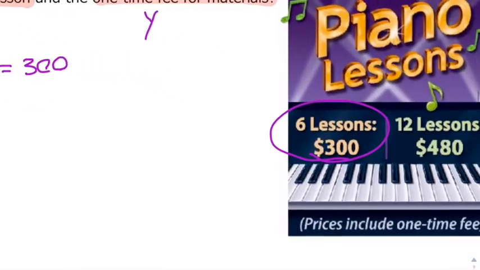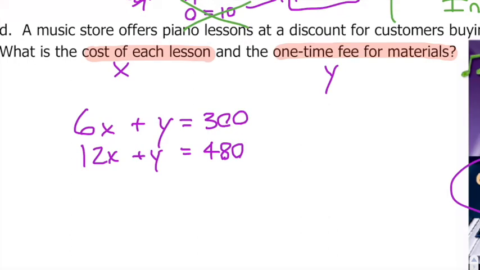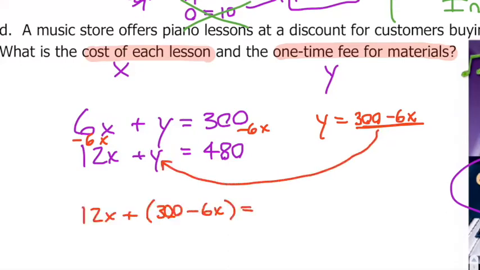Now the second equation here is very, very similar. So we're going to use substitution. Y's are pretty easy to solve for. I'm going to do the first equation, I'm going to solve for y. I'm going to do that by subtracting 6x from both sides. And I'm going to say y equals 300 minus 6x, plug that in to the other equation. So substitute, and equals 480.